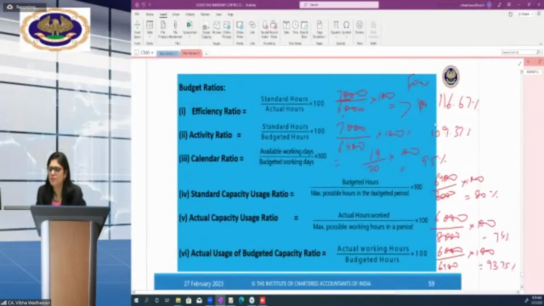And yes, the budget ratios, I'm sure the students must have calculated. So that's all for the budget session. And that's all for cost and management accounting from my side. I hope I'm able to make you understand the concepts. We have practiced a lot of questions. Now you have to start.